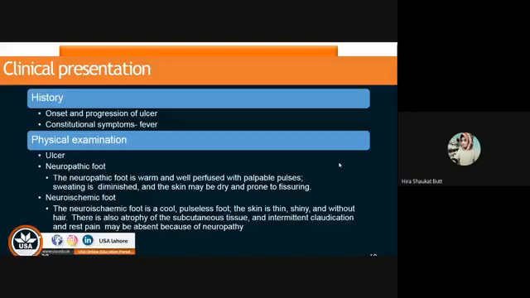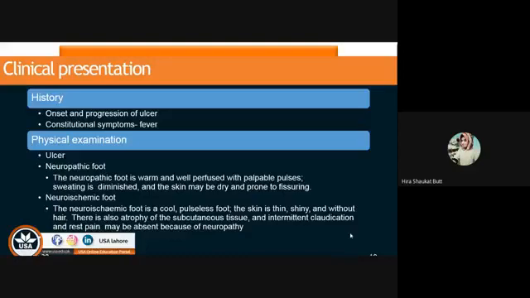It will be obvious that they can be opened up if the skin dryness is persistent. Or you can go for the neuroischemic foot. Obviously, in the neuroischemic foot, the temperature will be low, there will be pulseless feet, and the skin will be thin, shiny, and without hair. There will also be atrophy of the subcutaneous tissue or intermittent claudication, and the resting pain may be absent because of the neuropathy. So these are the common symptoms.